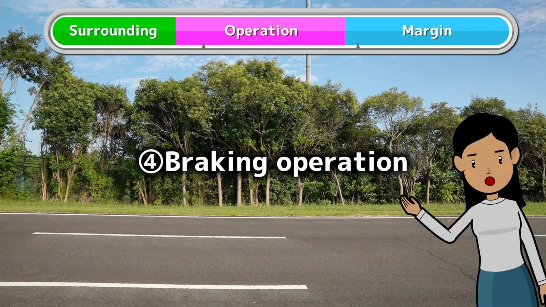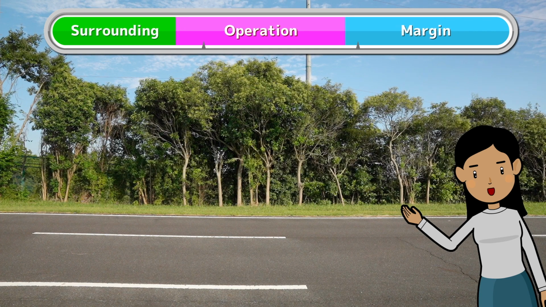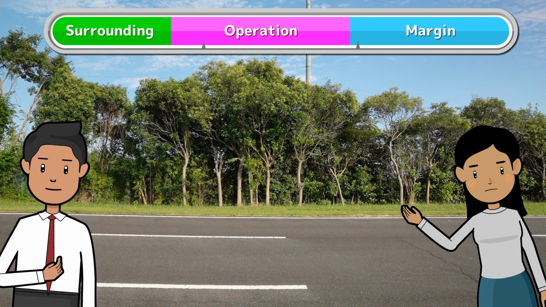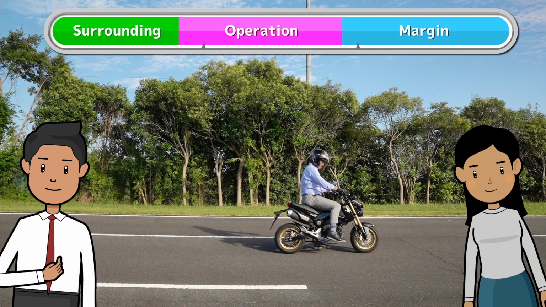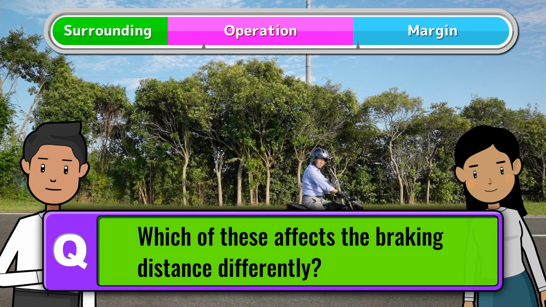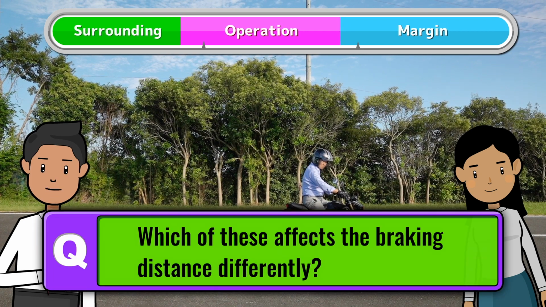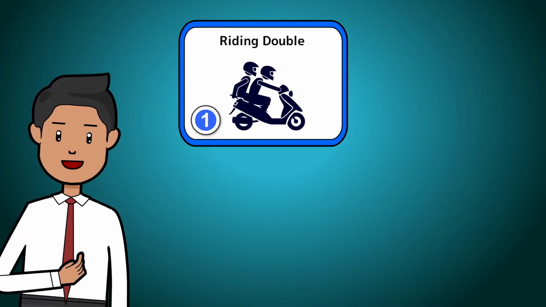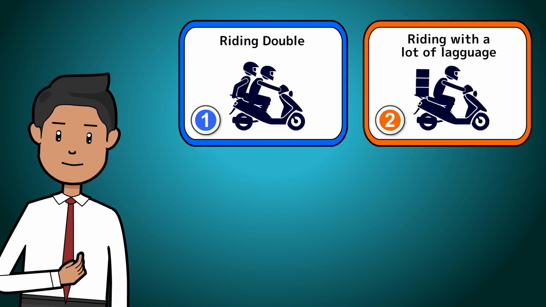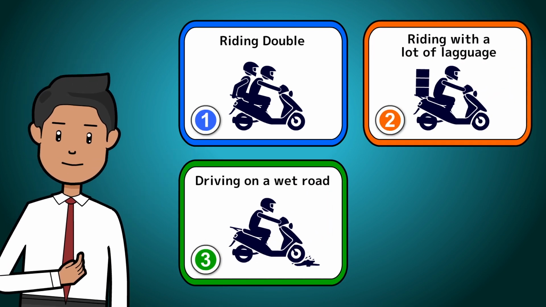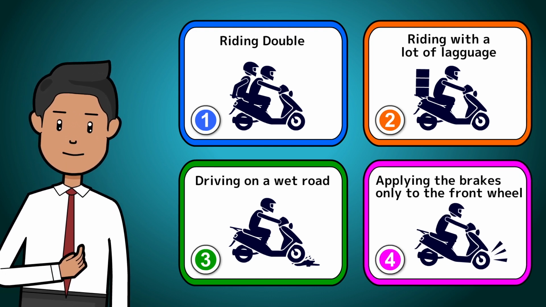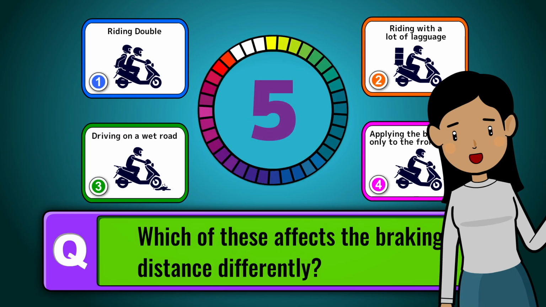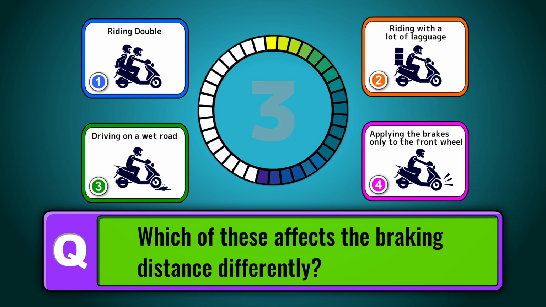Braking operation. How do you brake safely? Did you know the brakes work differently depending on the motorcycle's condition? The effect of braking changes? That would definitely cause an accident. Okay, then. Which of these 4 pictures does the braking distance change? Number 1, riding double. Number 2, riding with a lot of luggage. Number 3, driving on a wet road. Number 4, applying the brakes only to the front wheel. Let me see. Which one? It could be any of them.